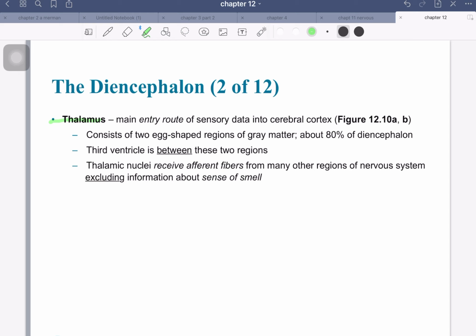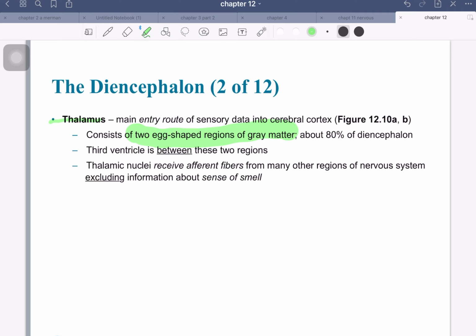It's two egg-shaped regions of gray matter. It makes up actually about 80% of the diencephalon if we look at the mass. Because remember, the diencephalon is four things altogether, so the thalamus actually makes up a good bulk of it. And if you're trying to landmark where it is, once you know the ventricles, the third ventricle is located between the two regions.